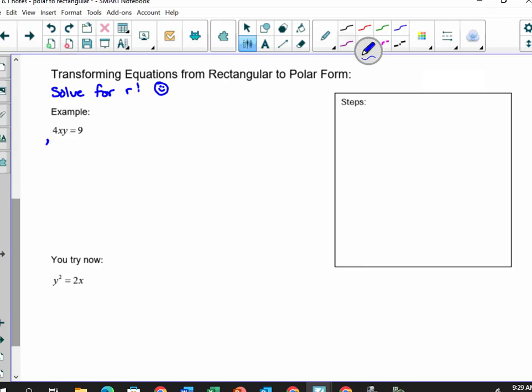All right, let's do this one together. So the 4 I leave alone. What do you think I'm going to substitute for x? R cosine theta. X is cosine. And then for y, I'm going to substitute r sine theta. We okay there? All right, so I've got 4r squared cosine sine. You put 1 on. I took r times r.